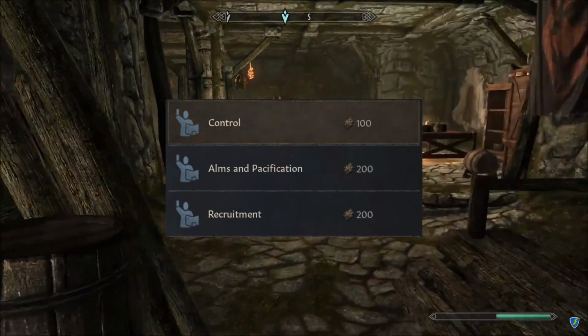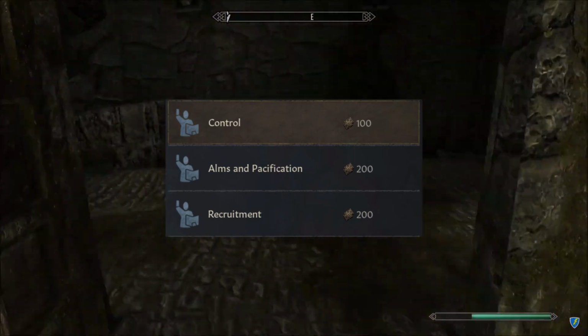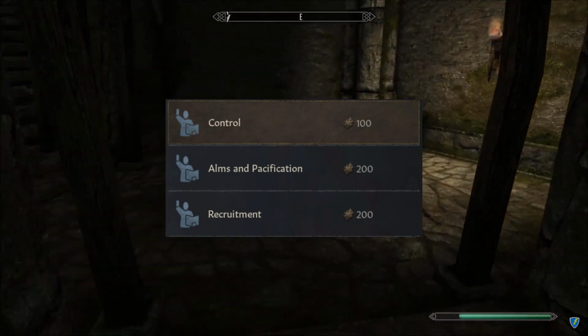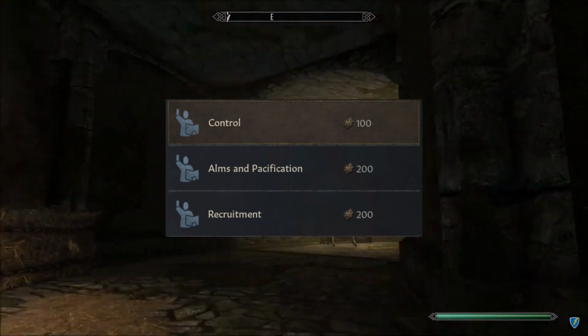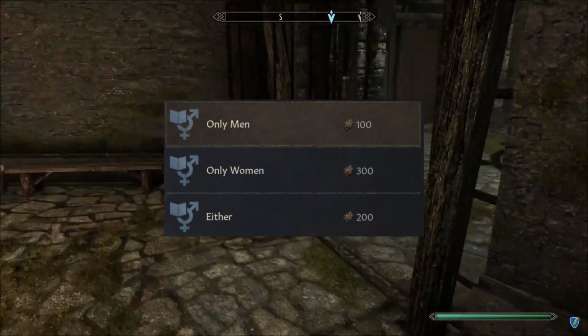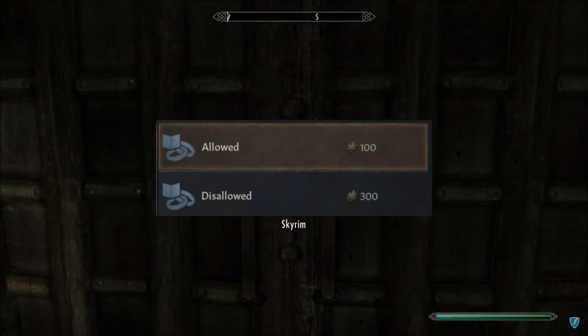Clerical function, alms, and pacification. Priests in the games generally seem to have the role of maintaining holy places, helping the less fortunate through charity, and keeping everyone in high spirits by telling the stories of the divine's love and heroism. Clerical gender. Either. There are many examples of priests and priestesses working side by side as equals. Clerical marriage. Allowed. Some priests in the game have spouses.